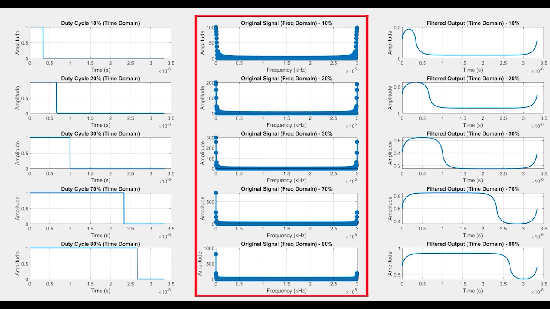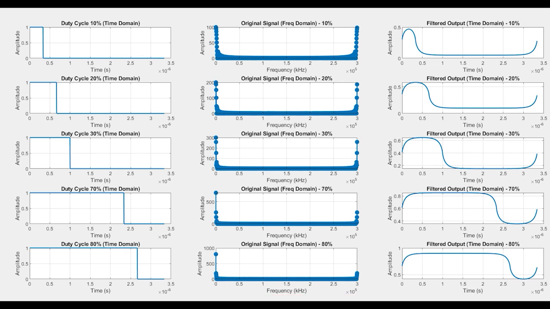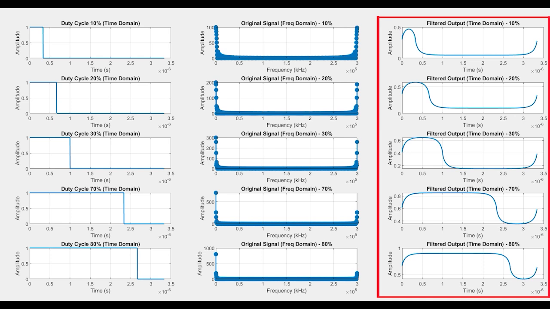2. Its frequency spectrum. The frequency spectra of these signals reveal their harmonic components. As the duty cycle increases, the strength of the fundamental frequency and its harmonics changes. 3. The filtered signal in the time domain, showing the smoothing effect of the filter.